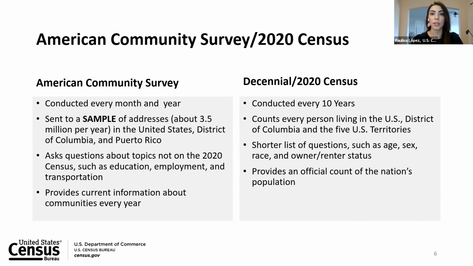It is conducted every 10 years, and it counts every person that's living in the US, DC, and the 5 US territories. It provides that official count of the nation's population. But with that being said, we also conduct about 130 surveys year round. So economic surveys, housing surveys. Last year, because of COVID-19, we started conducting a household pulse survey to really assess the state of the nation in such difficult times. So we conduct a lot of surveys.